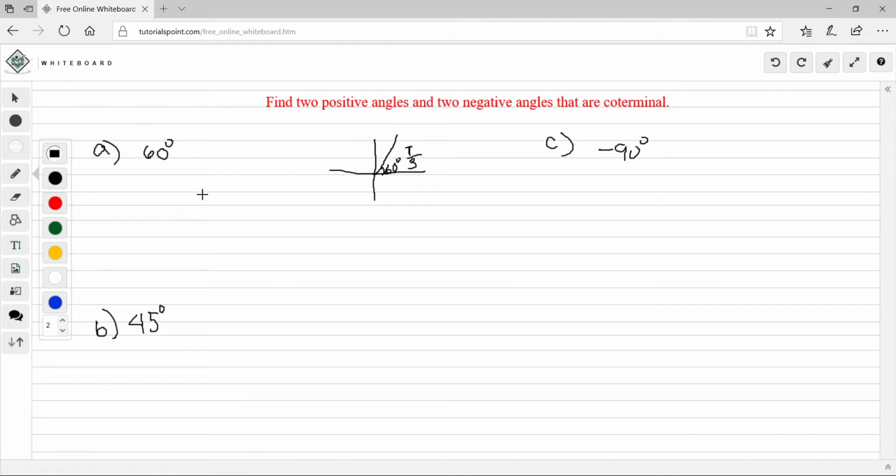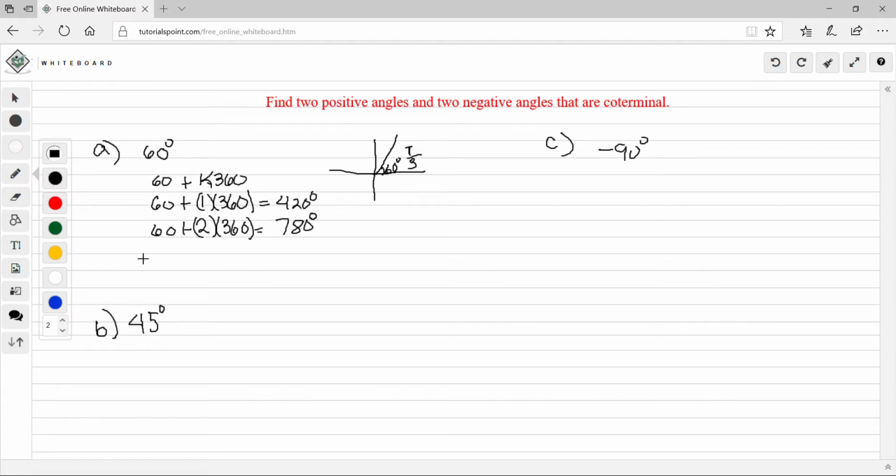The formula for this is the degree, which is 60, plus k times 360. We need two positive and two negative, so 60 plus 1 times 360, which is 420. And then 60 plus 2, because we need another positive, so 2 times 360 equals 780. So we've got our two positives.